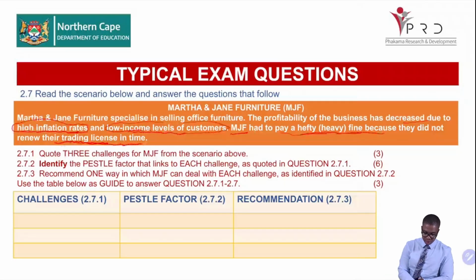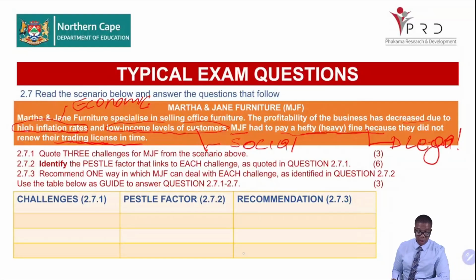So when you look into the first one, it is inflation. Inflation is the economic factor. But when you look into the levels of income, the low levels of income from customers, that one is considered to be a social factor. Then heavy fines because of failing to renew the trading license, that is regarded to be a legal factor. That is a legal factor over there. Then recommend one way in which Martha and Jane Furniture would deal with each of these challenges identified.